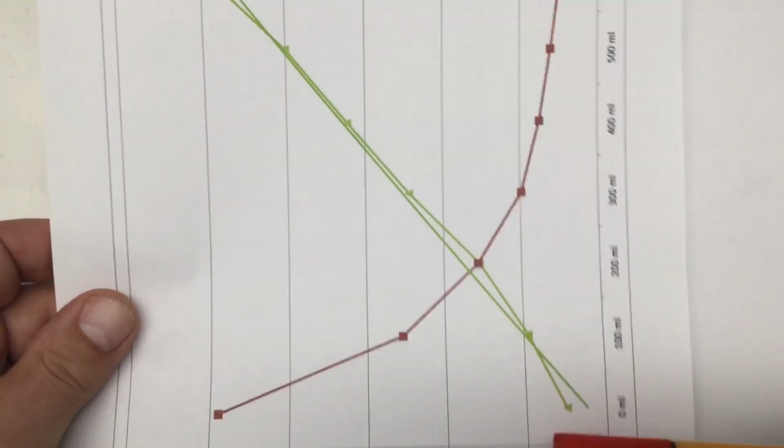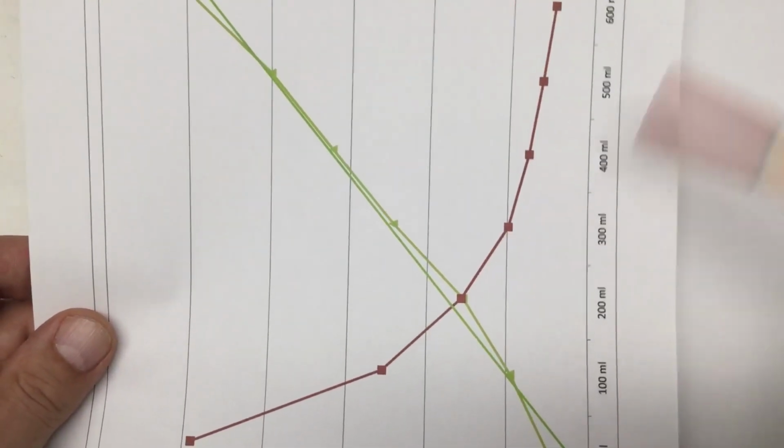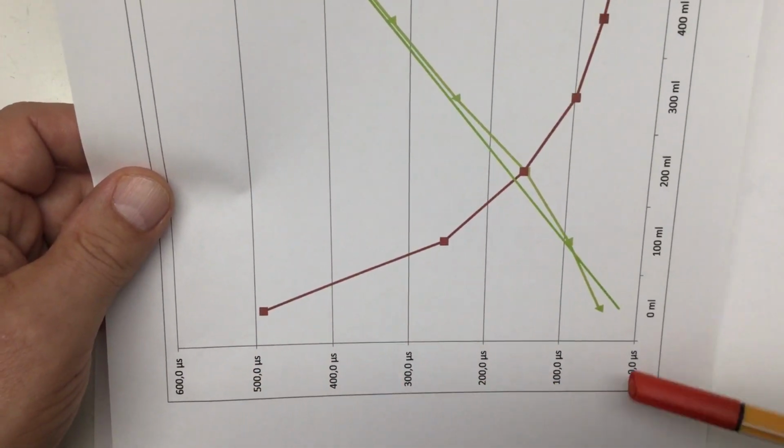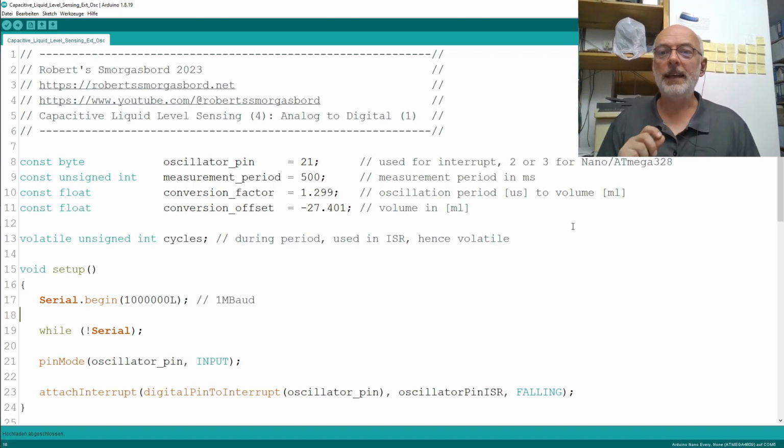Please note that here in this calculation I turned the axis around. So now the milliliters is the y that I want to calculate, and the period of our oscillation is the x value. I've added our conversion that we just developed in Excel from our oscillation period to volume to our code. So I have here first a constant float conversion factor, that's our 1.299. That is multiplied with the oscillation period in microseconds and should give us a volume in milliliters.